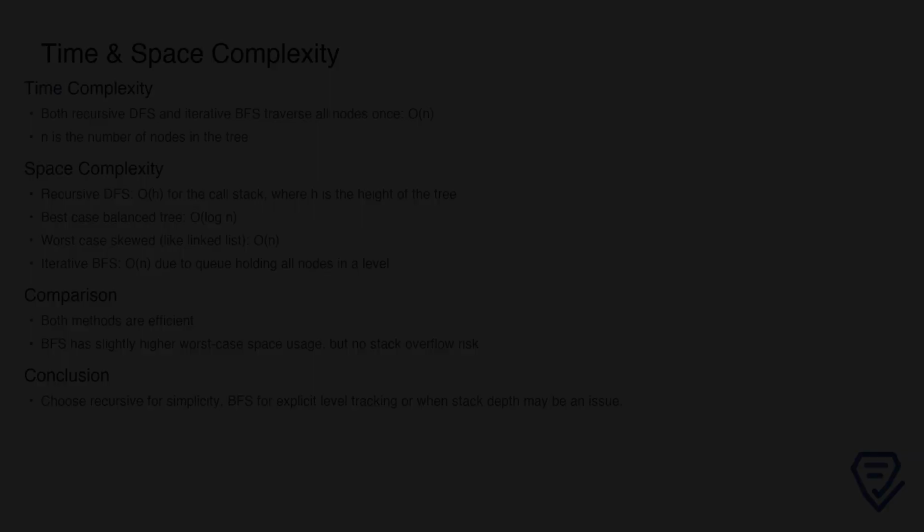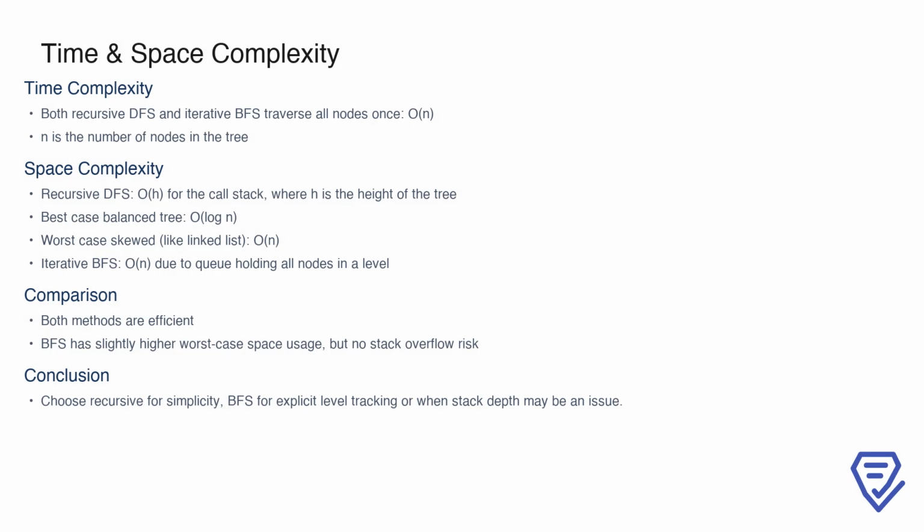Let's analyze the complexity for LeetCode problem number 104. Both the recursive DFS and the iterative BFS approaches visit every node exactly once, which results in an O of n time complexity, where n is the number of nodes. For space complexity, the recursive approach uses O of h space for the call stack, where h is the height of the tree. In the best case, where the tree is balanced, this is O of log n. In the worst case, such as a completely skewed tree, it's O of n.